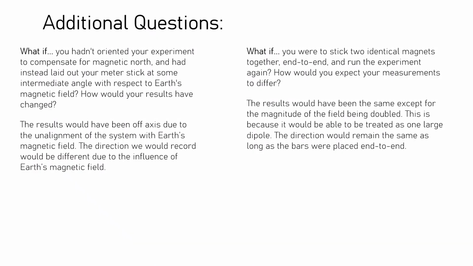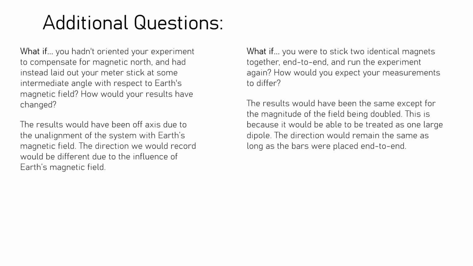For the additional questions: what if we hadn't oriented the experiment to compensate for magnetic north? Basically, the results would have been off axis and skewed because of Earth's axis. Since it wouldn't be aligned, it would just skew a little bit due to Earth's magnetic field.